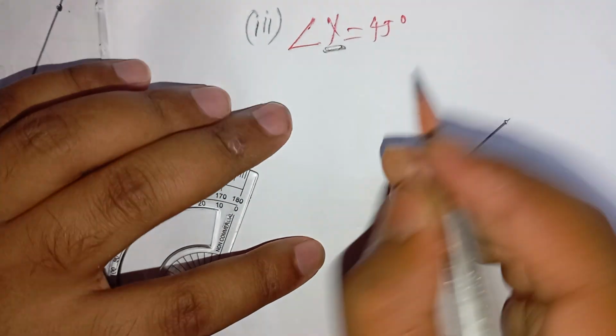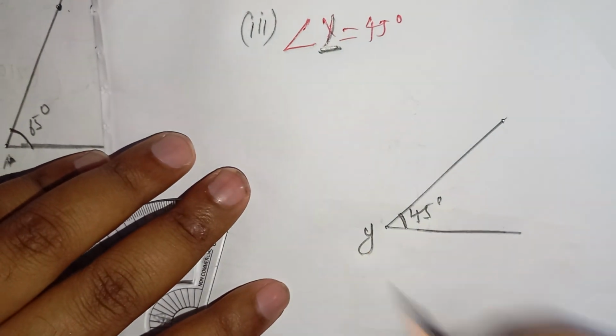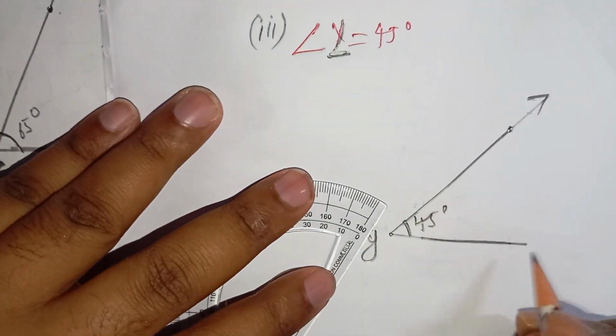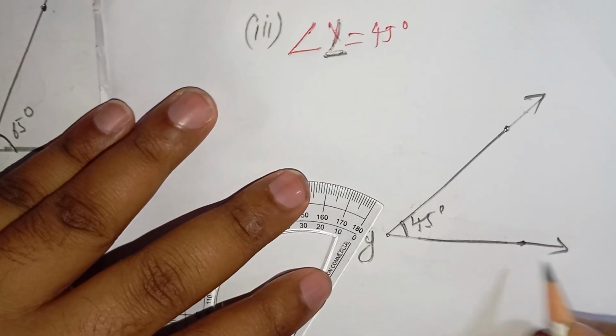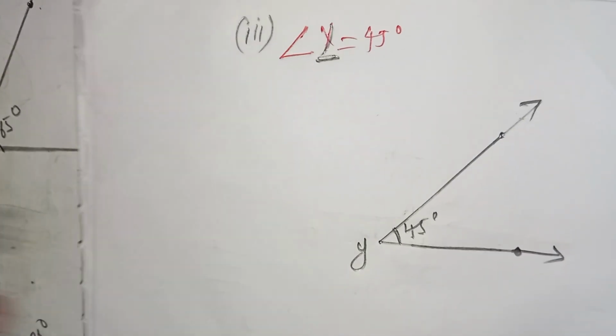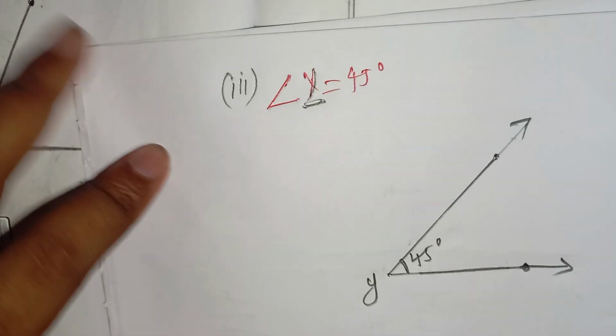It is telling y only, so right here this is y. If you want to extend this line, you can extend it like that also. Here is your point, you can extend it like that. The angle is between this and this only. Now what is your third question?